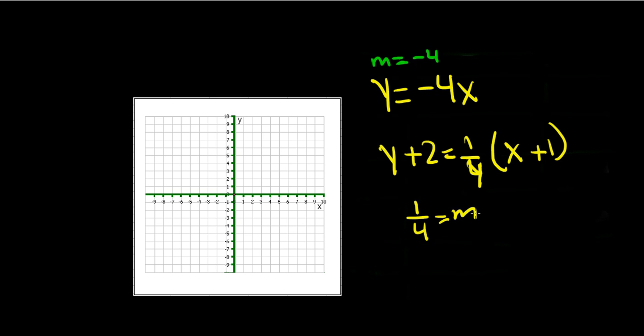The product of the slopes of two equations is negative 1 if they are perpendicular. So let's multiply negative 4 times 1/4. We get negative 4 over 4, which equals negative 1. So we know that indeed they are perpendicular to each other.